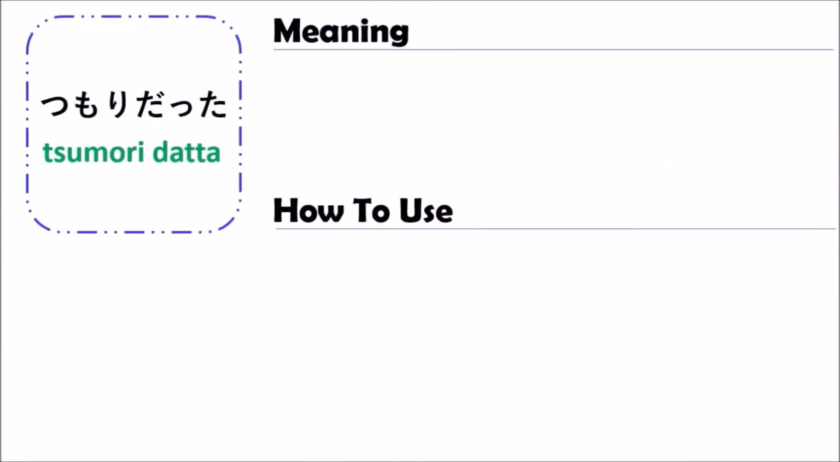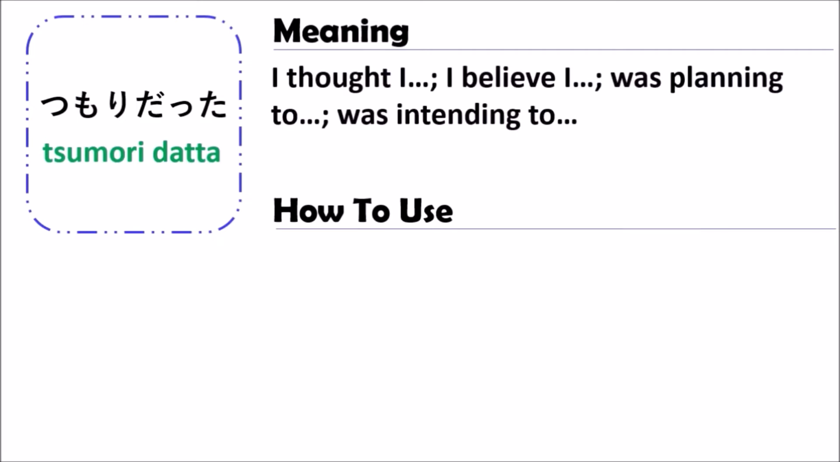Next, we are going to learn about the grammar of tsumoridatta. The grammar of tsumoridatta means I thought, I believe, I was planning to, was intending to. That means you thought you would do something, or you were planning to do something, or you were intending to do something. In Japanese, they use the grammar of tsumoridatta, which means it's in the past tense form.